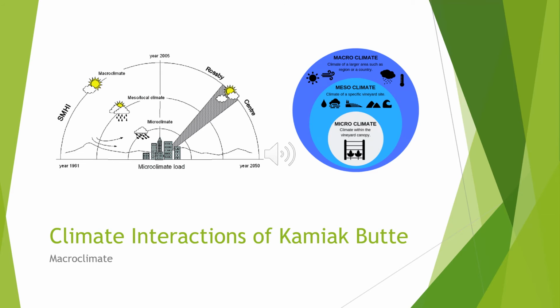Kamiak Butte is a marine-modified continental macroclimate. It receives dry air masses that pass through the Cascade Mountain Range from the west side of Washington.